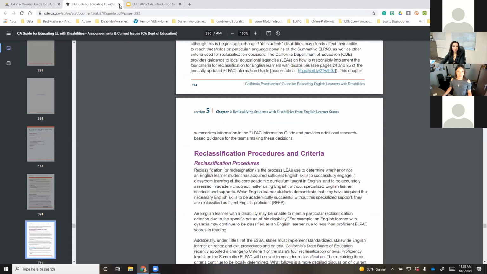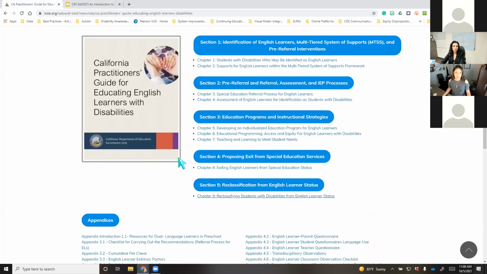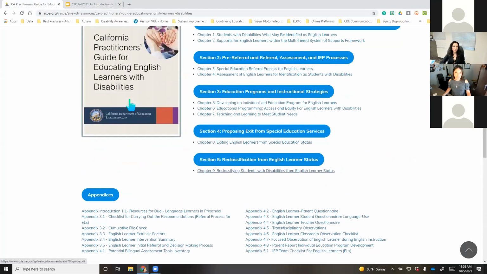What we've also included in this page are the appendices. The appendices can be found in the practitioner's guide and the appendices section. Not a problem. However, what we've done is we've taken them apart and we've made them available separately.